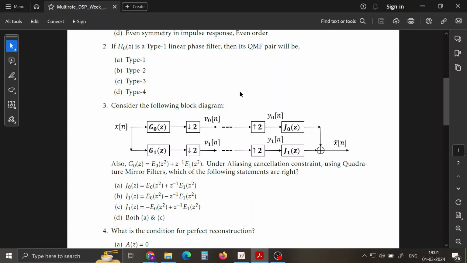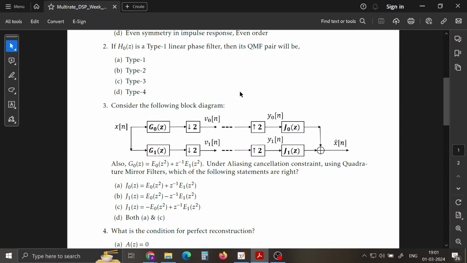So what it says is that G naught of Z is equal to E naught of Z square plus Z inverse times E1 of Z square. So this is your type 1 polyphase decomposition. You have broken down your G naught of Z into two subfilters, under the aliasing cancellation constraint. So first thing is aliasing has to be removed, has to be cancelled. So the aliasing term, which was A of Z, has to be 0 under that constraint. And also using quadrature mirror filters, which of the following statements are right?